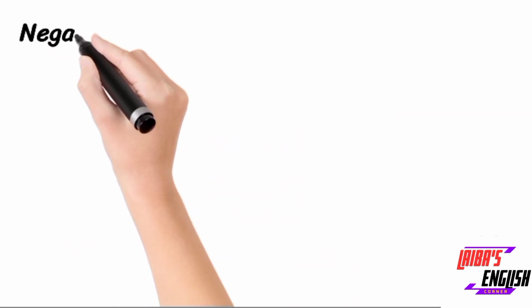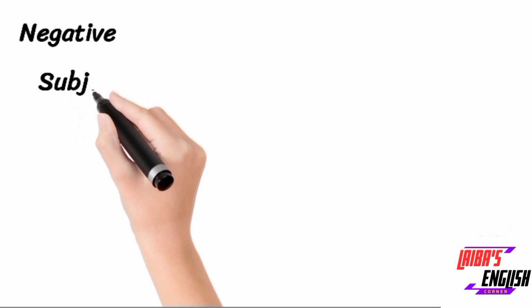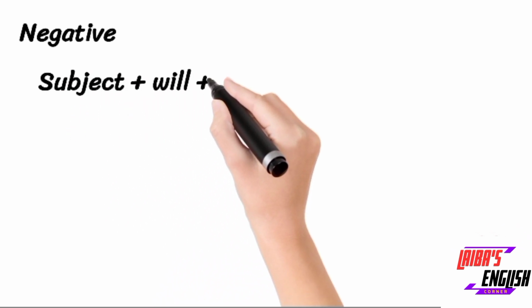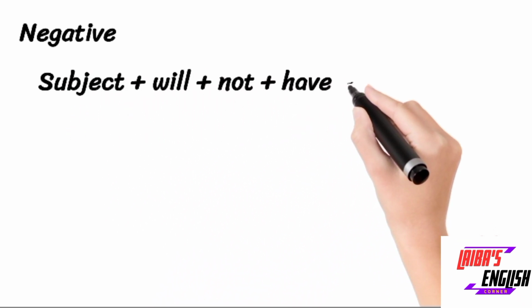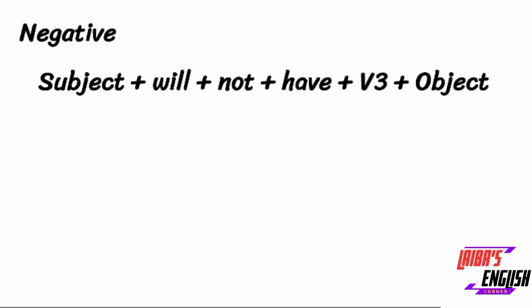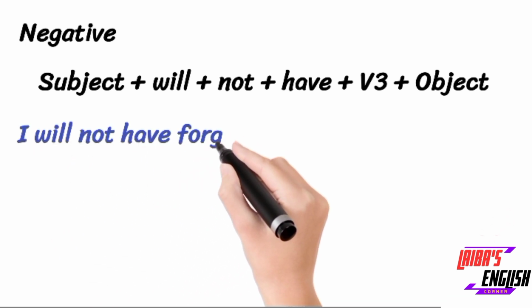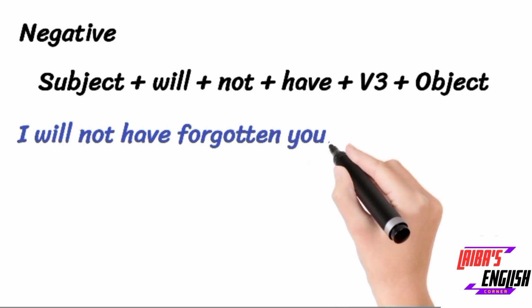Now we are going to make negative of our future perfect tense. So for negative, we just have to put not after the helping verb. So the structure will be subject plus will plus not plus have plus verb third form plus an object. Just we have to put not after the helping verb and other structure will remain same. So the examples are I will not have forgotten your birthday.